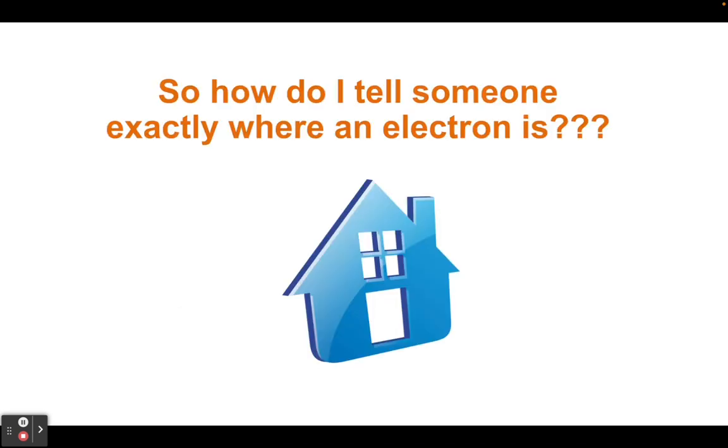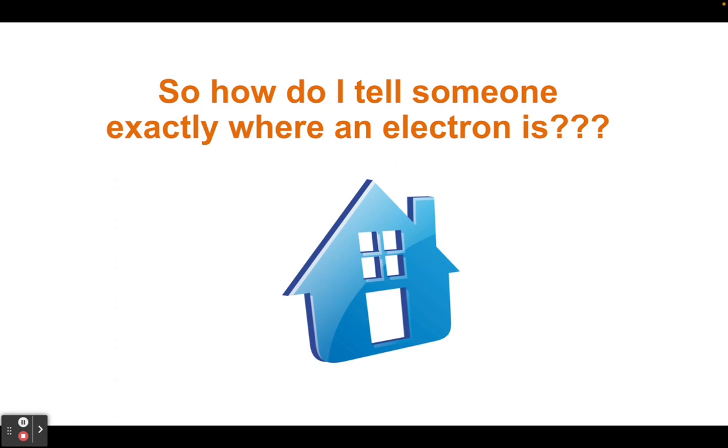Now let's talk about how we can tell someone exactly where an electron is. We have these electrons in an atom. Let's say we have 25 electrons. Where do these electrons go? How do we describe, or how do we tell someone, where these electrons are? They're in the orbitals, and the orbitals have different energy levels. So we're going to learn how to put the electrons into these orbitals in the atom.